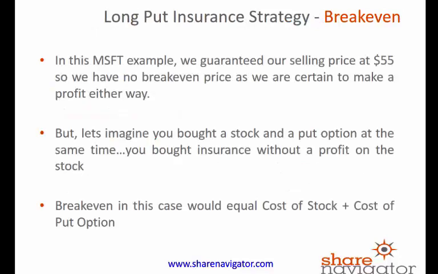So what's the break-even point? Well, in this Microsoft example, our guaranteed selling price is $55. So in effect, we've no break-even price because we're guaranteed a profit. But if you'd bought the stock and the put option at the same time, in other words, there was no profit in the stock, your break-even point is above the price you bought the shares for plus the cost of your put option insurance. So that's your break-even point. The break-even in this case would equal the cost of the stock plus the cost of the put option.